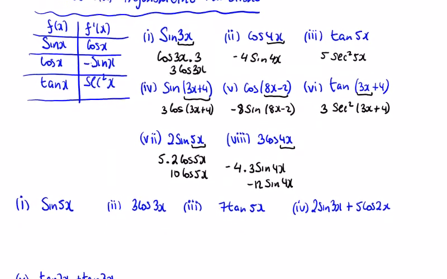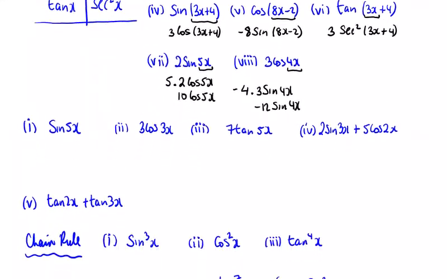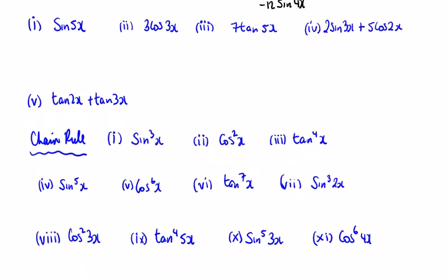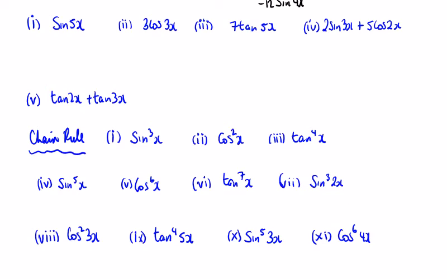They kind of are fearful for a lot of students when they see them first. So let's have a look at a few more. Sine 5x. So the 5x becomes a 5. Sine goes to cos. 5 cos 5x. 3 cos 3x. The 3x goes to 3. And 3 cos 3x goes to minus. I should really put the minus in the front. Minus 3 sine 3x. So we're going to get minus 9 sine 3x.